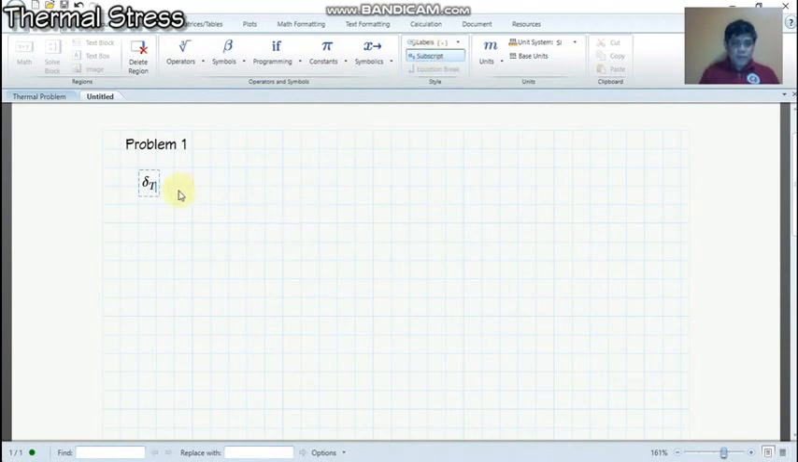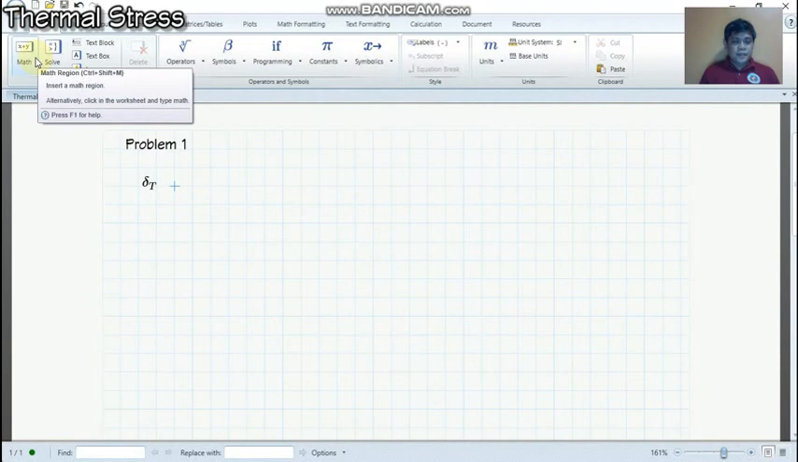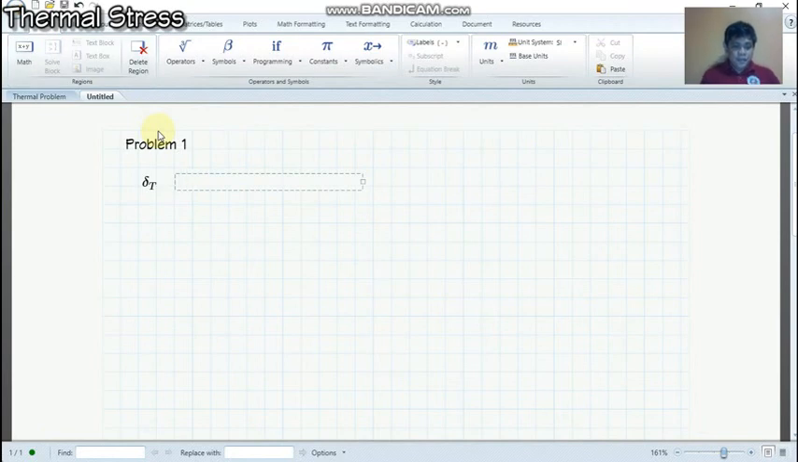So we will assign delta t as the thermal contraction due to a drop of temperature.